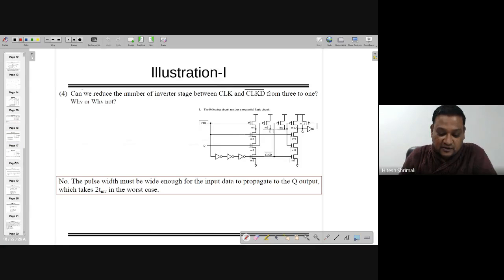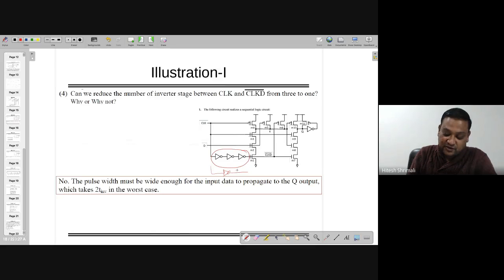But now the question is, can you reduce the number of stages which are kept here, 3, between clock and clock D bar, from 3 to 1? And why or why not? Look, if you reduce it to one inverter, what is going to happen? I recommend you can simulate also in Symica, or you can also analyze. The answer is already given over here, but that can be only understood when you're going to do the experiment, right? So you can analyze it also, if with single inverter, what is going to happen.